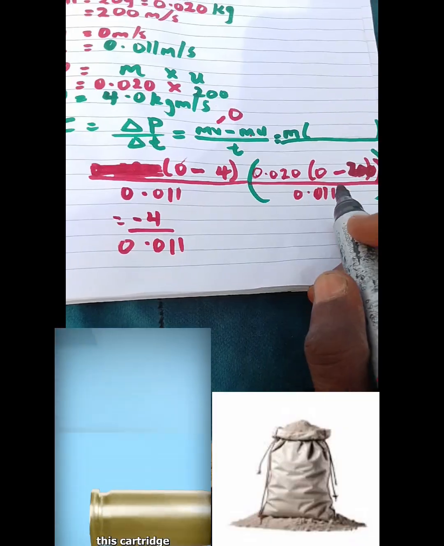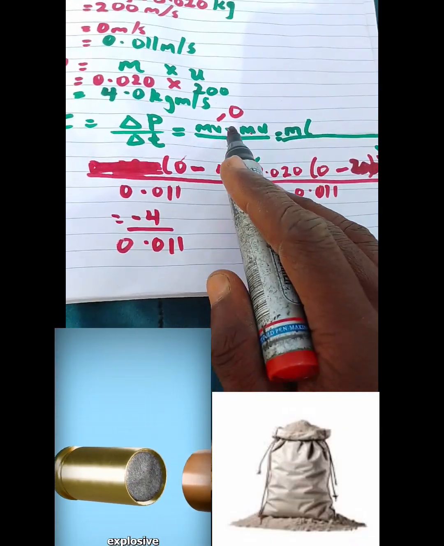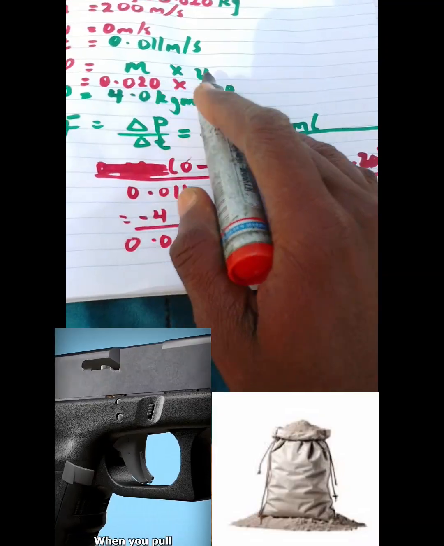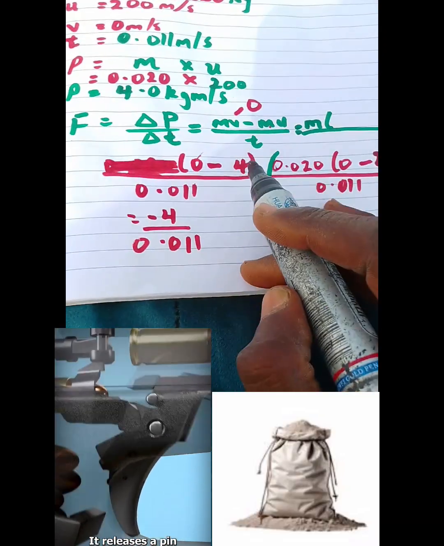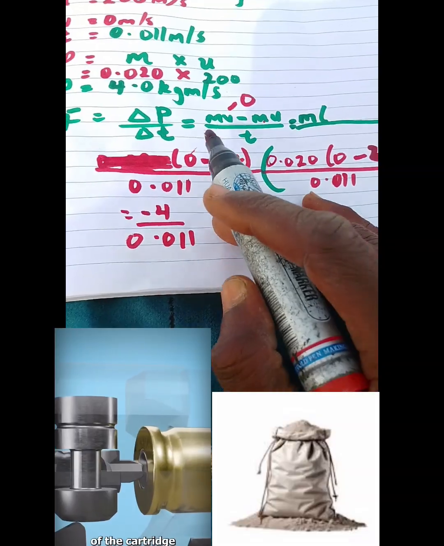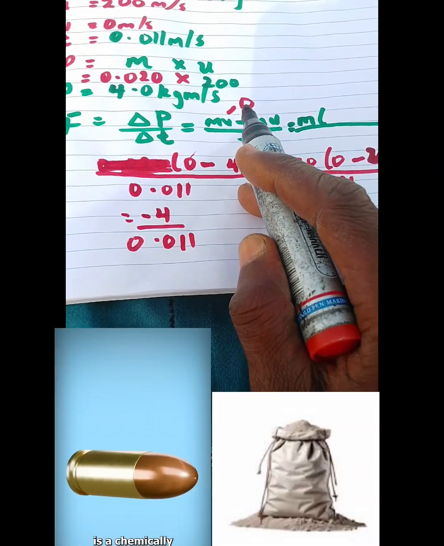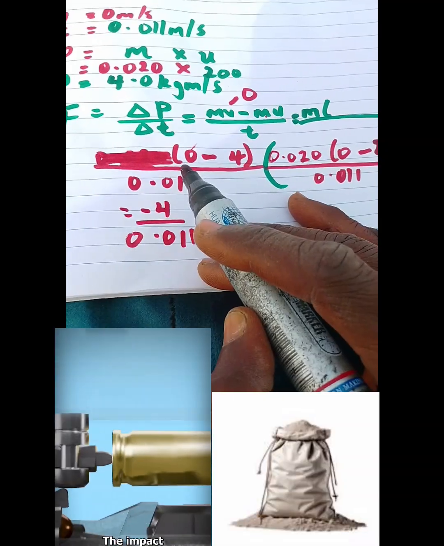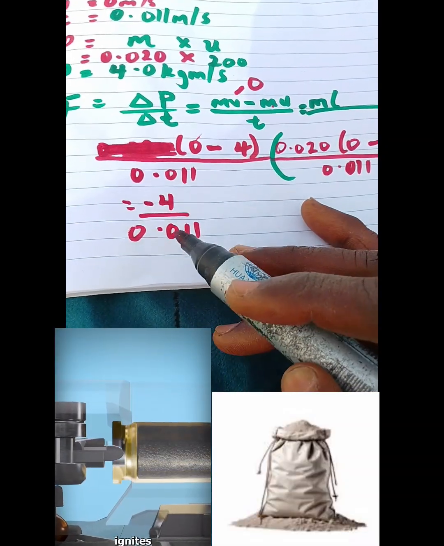So you either just plug in your values like this, because you already had your mu, you multiplied your momentum, you got your answer as 4, and the mu is 4, and then mv is 0, because the final velocity is 0, hence 0 times the mass gives you 0. So 0 minus 4 gives you minus 4 all over 0.011.